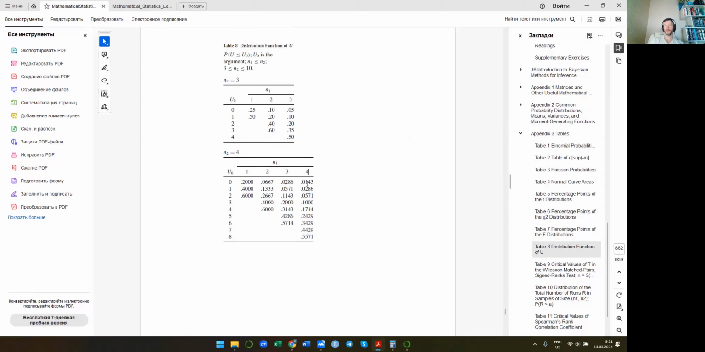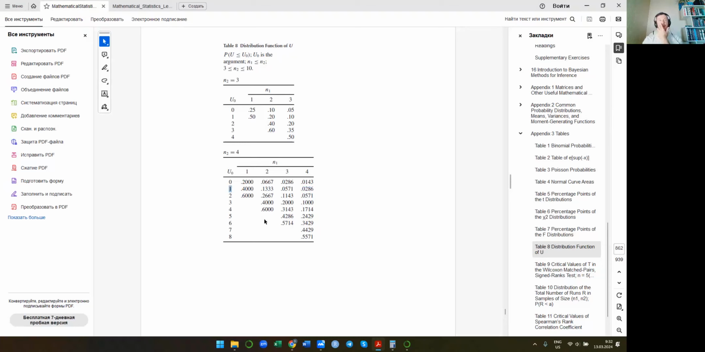So now, here we have probabilities. And here we have the values of U. We are working with a two-sided test, which means that the probability should be approximately 2.5%. So the closest value to 2.5% is this one, 0.0286. And the U statistic is 1.